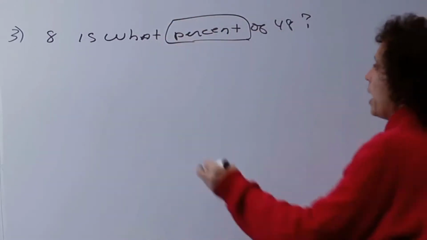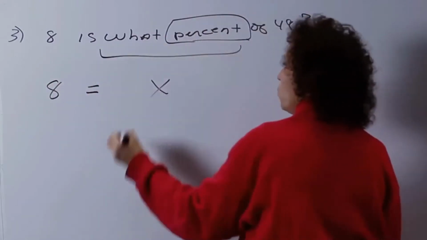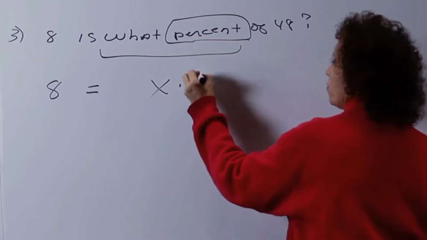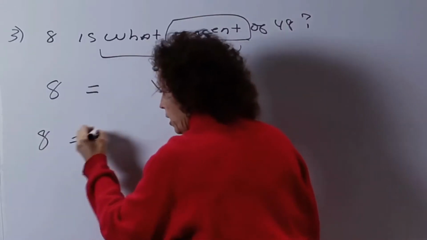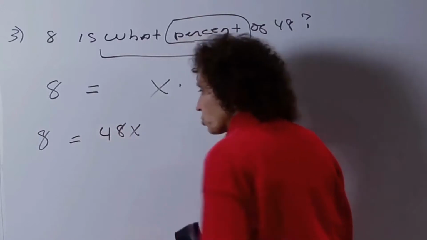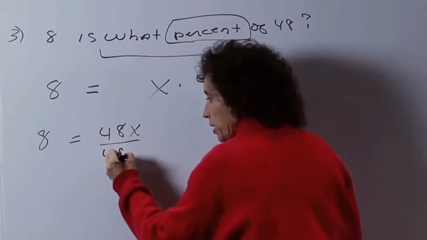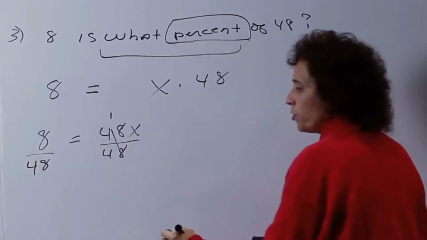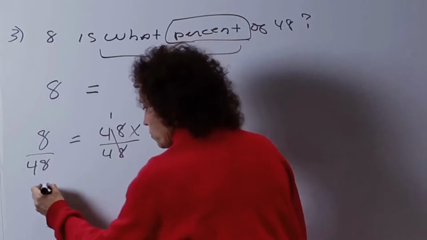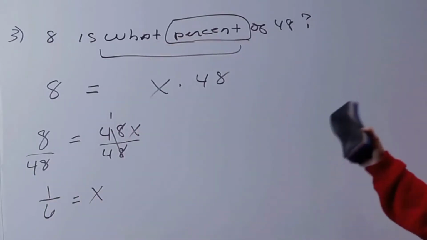So here we go. 8 is what percent of 48? So really, this looks like this. 8 equals 48x. Now we can divide by 48. You might want to reduce here. This is 1/6 equals x, but we want to change that to a percent.